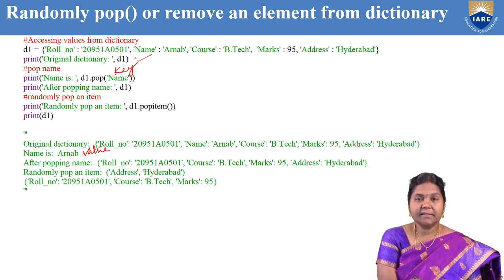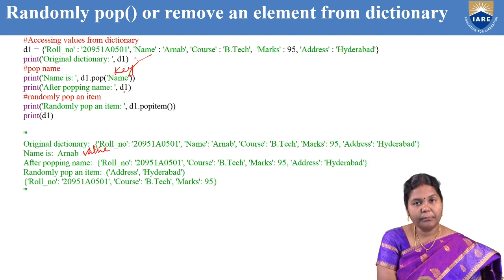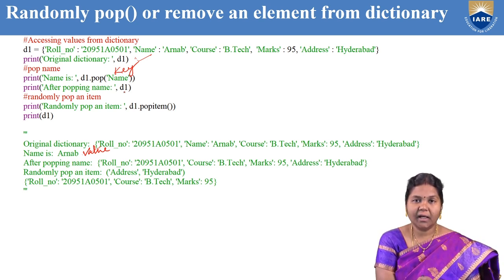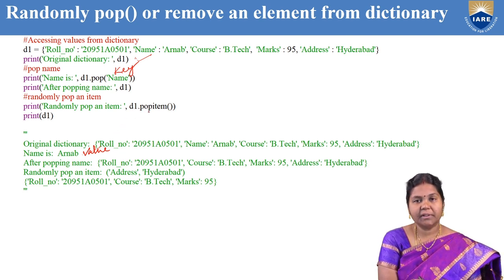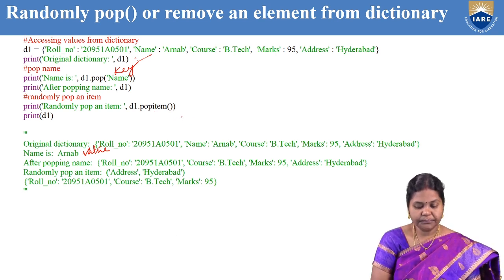Now, let us see how to randomly pop a key value pair. In the normal pop method, we give a particular key and its associated value, and that key value pair is popped. But if you want to do random popping, then you can use the method popitem. It will randomly pop a key value pair.